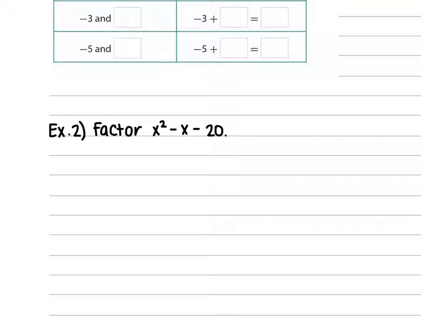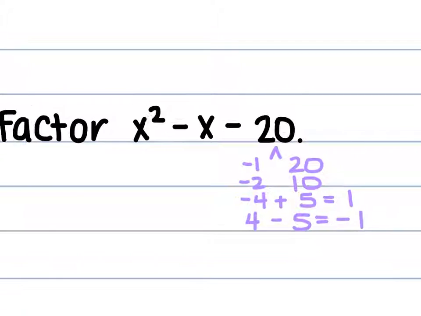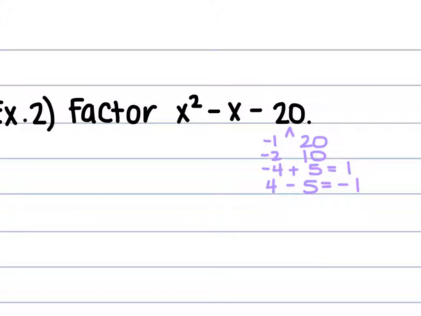If we look at example 2, we have x squared minus x minus 20. So again, find the factors of that negative 20 that add up to be a negative 1. We have negative 1 and 20, negative 2 and 10, negative 4 and 5. Well, negative 4 plus 5 is a positive 1. We want a negative 1, so this is going to be a positive 4 and a negative 5 to give us that negative 1. So this is going to factor out to be x plus 4 times x minus 5.